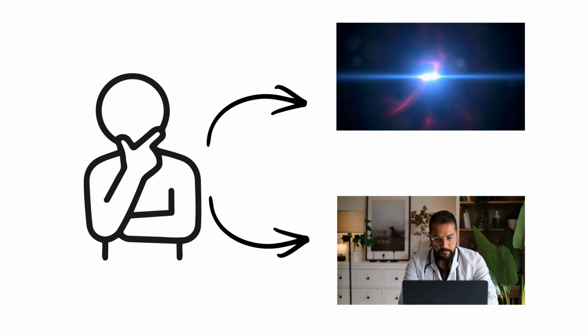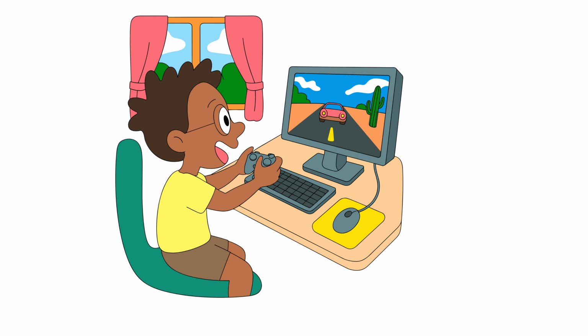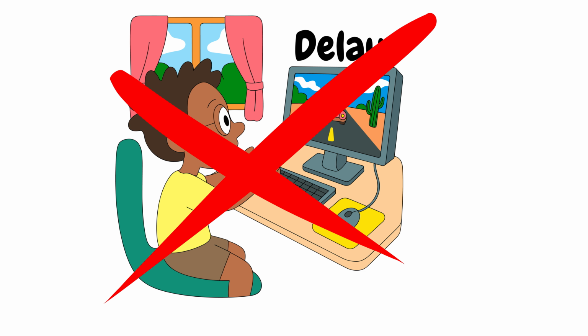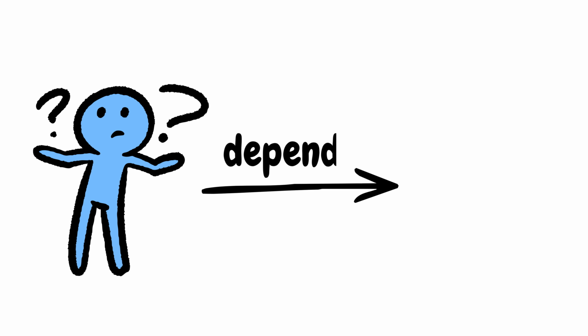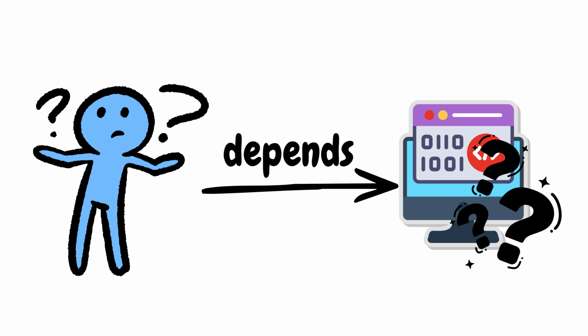Have you ever noticed this? Your YouTube video plays smoothly but your video call starts lagging. Or in online games, even a small delay ruins everything. Why does this happen? It all depends on how your data is sent.